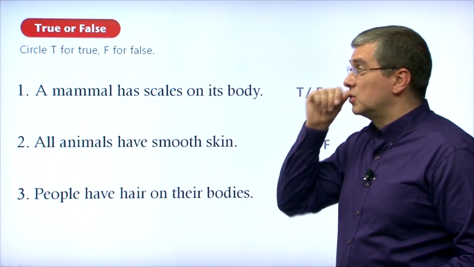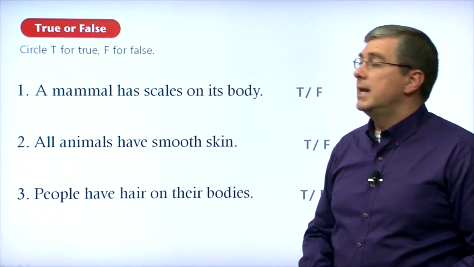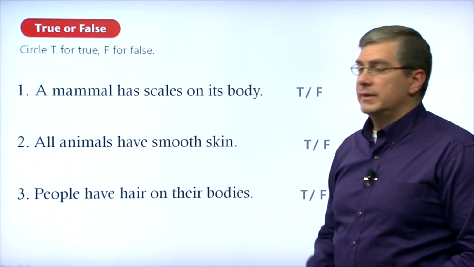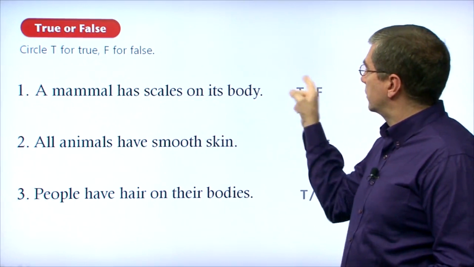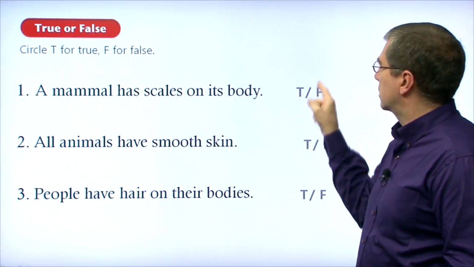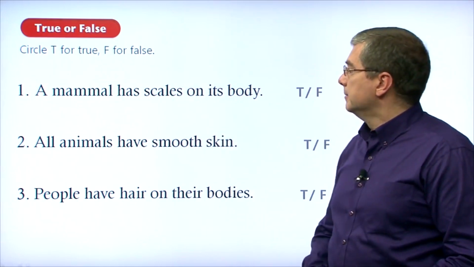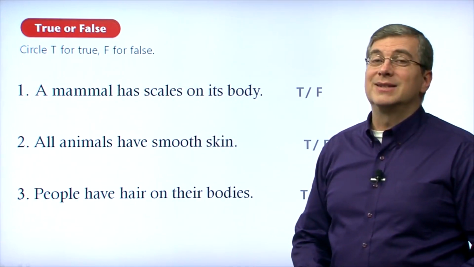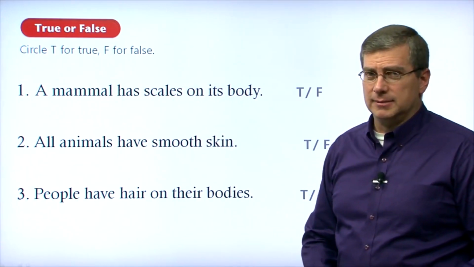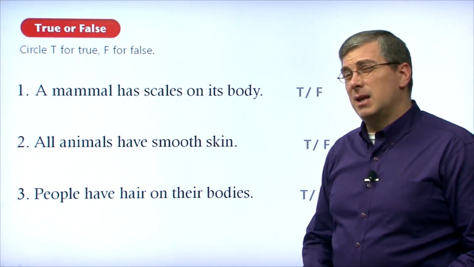Okay, let's go over some true and false questions, okay? We have to look at these sentences and figure out if they're true. If they're true, we will circle true. If they're false, we'll circle false. Let's look at each in turn. Number one, a mammal has scales on its body. A mammal has scales on its body.